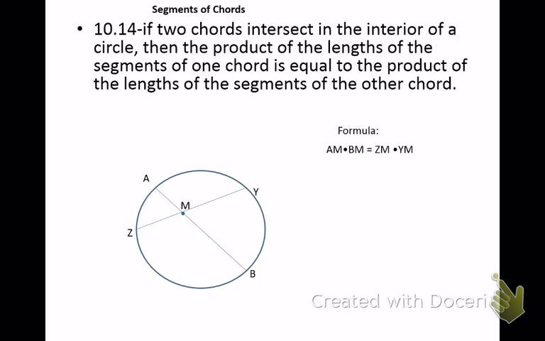Now the thing with this theorem is you have to be careful that you're not mixing and matching. We have to multiply down each chord, right? We're going to multiply the pieces of each chord together. So what I mean is we're going to take AM times MB, right? So the pieces of the same chord we're going to multiply together. And they're going to be equal to, here, ZM times MY. So we're going to go down the same chord, just multiplying the pieces together.